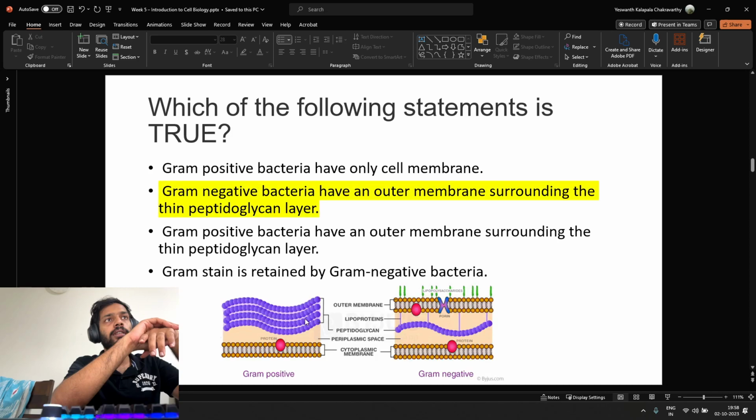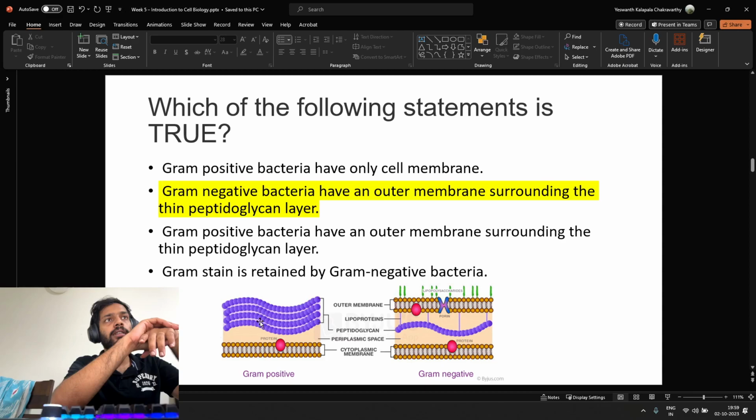Not true, really. Both gram-positive and gram-negative bacteria have an outer peptidoglycan layer. If you look at the cell membrane, there is a peptidoglycan layer that surrounds it in both. But what gram-negative bacteria additionally have is an outer membrane, a lipopolysaccharide membrane. Essentially, that's what results in the gram stain.